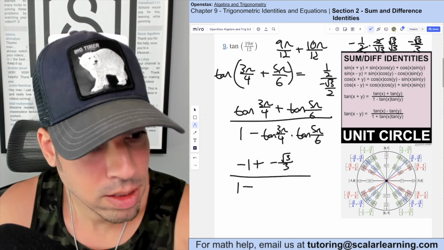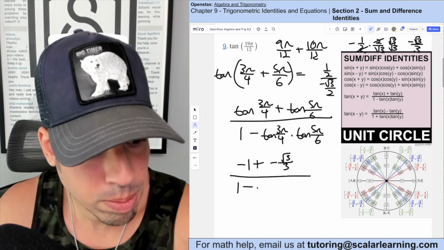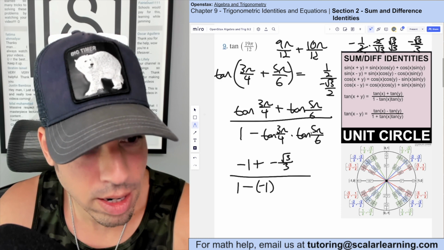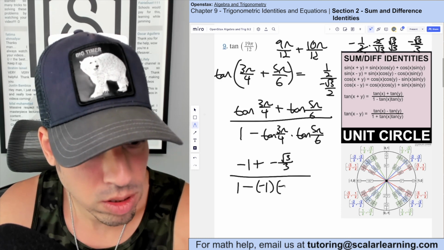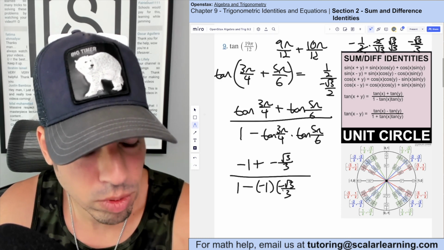Over 1 minus, and again, tangent of 3 pi fourths was negative 1, and tangent of 5 pi 6 was negative rad 3 over 3, okay?